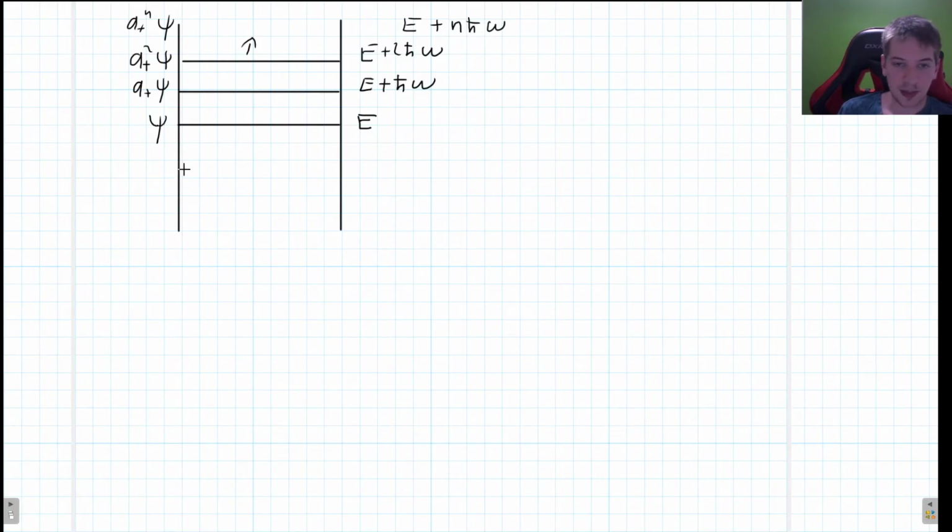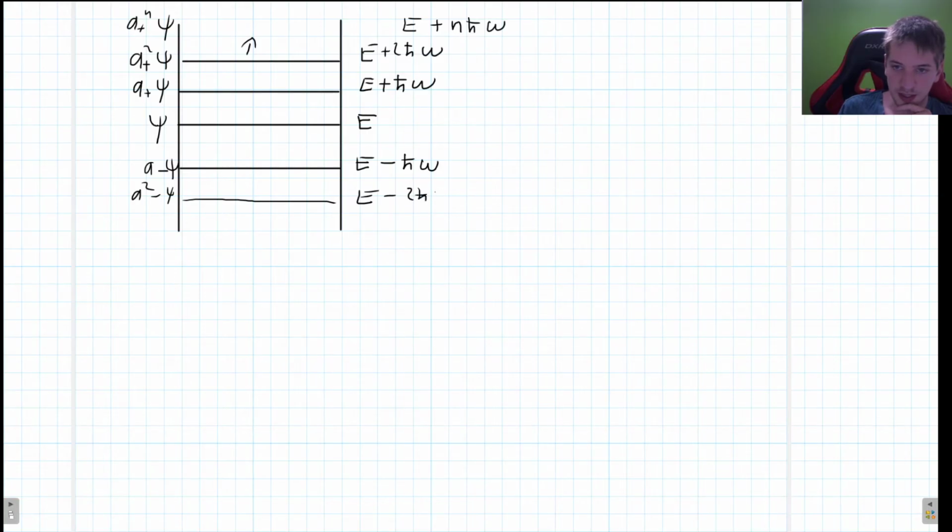And what happens if we begin applying the other operator, the a minus? Well, a minus acting on psi is going to give you a state with E minus h bar omega energy. It's going to reduce the energy. And if you apply it again, then I'm just going to draw it like this, you're going to get E minus 2 h bar omega, and so on and so forth. So this is the way this works, and this is why it's called the ladder operators, because when you draw this diagram, it actually looks like a ladder. That's why it's called like that.